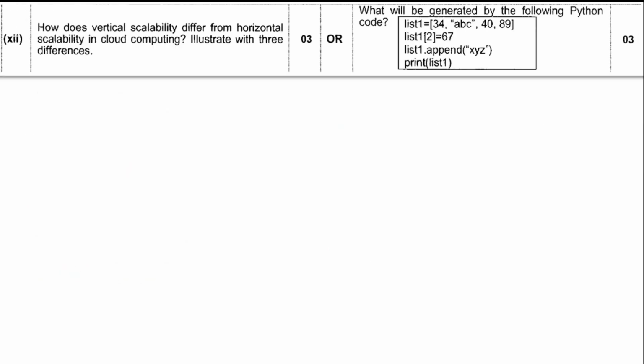How does vertical scalability differ from horizontal scalability in cloud computing? Illustrate with three differences.